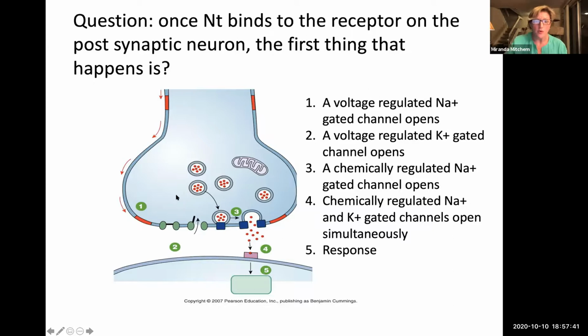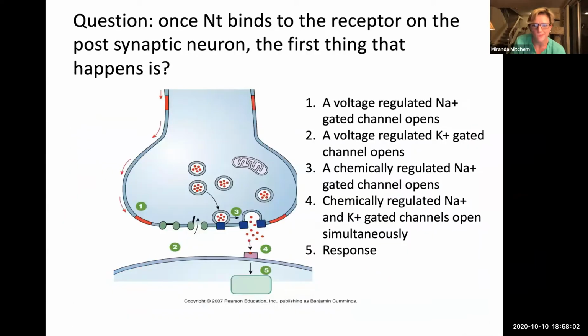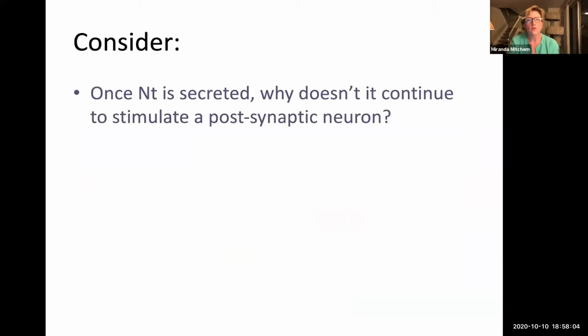I'd like you to run through the steps that we just went through and be able to answer any question about any of these steps. So we're talking about this response. So once the calcium is released, it binds to the receptor by moving through the synaptic response, and then that leads to the cellular response in whatever cell that is, the postsynaptic neuron. So once the neurotransmitter is secreted, it doesn't continue to stimulate a response because it has to be continually secreted because that gradient's going to go away.